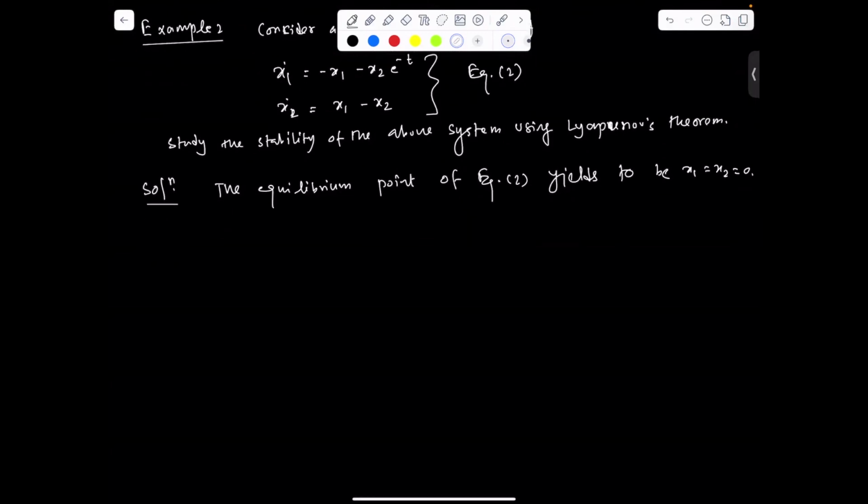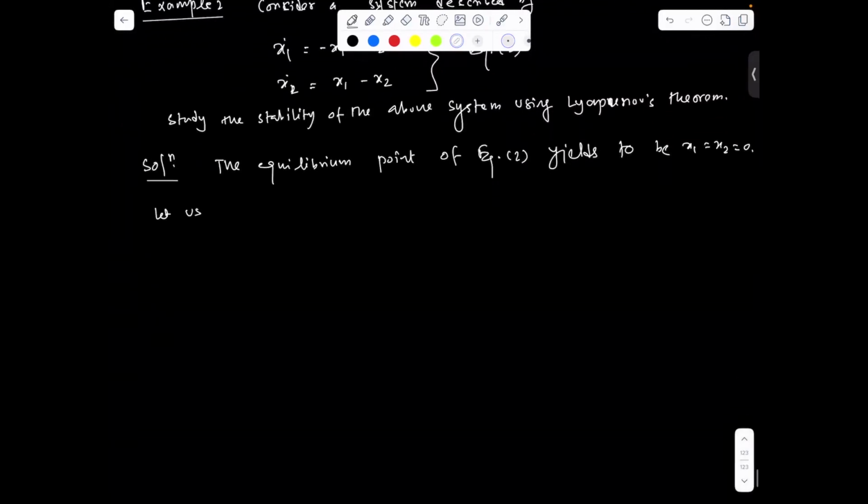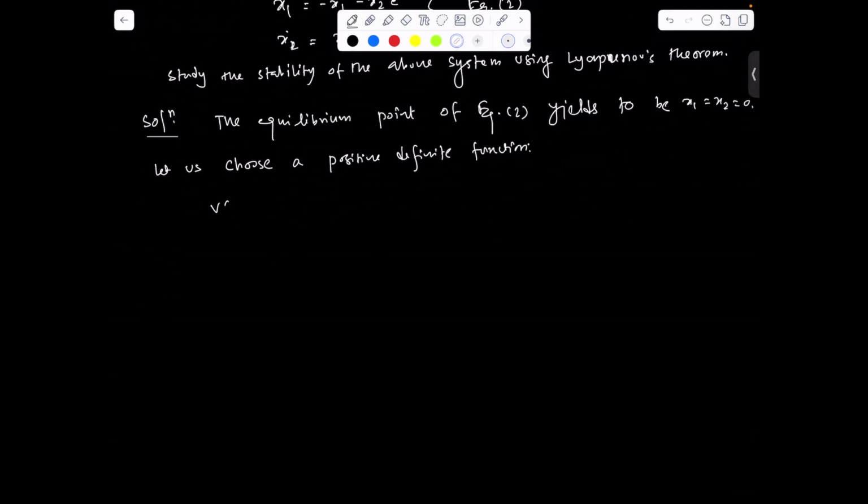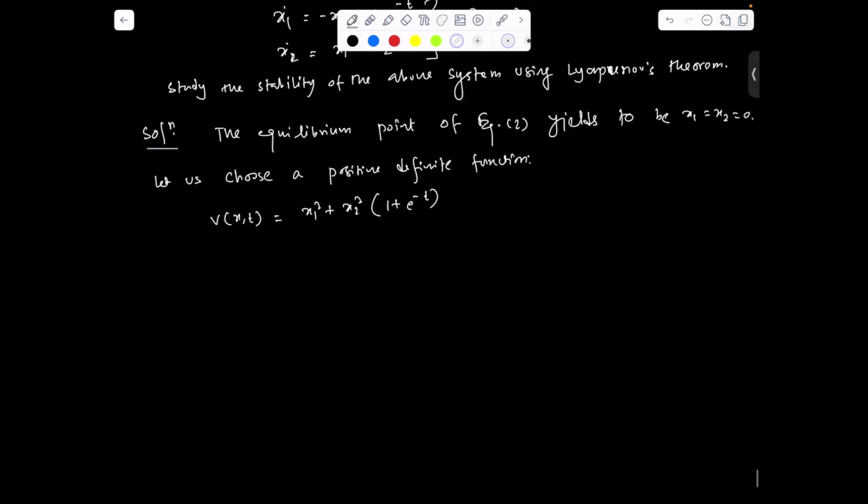For that, first we have to choose the Lyapunov function. So let us choose a positive definite function, which is nothing but the Lyapunov function, V of x, t equal to (x1 square plus x2 square) times (1 plus e to the minus t). This is the function we have chosen, but if you want, you can choose your own, but the condition needs to be satisfied. It should be positive definite.